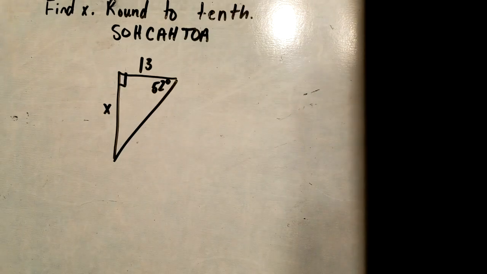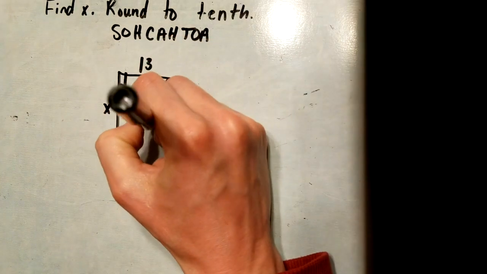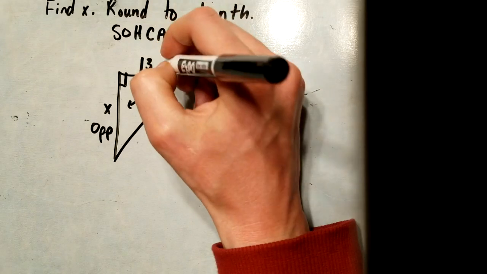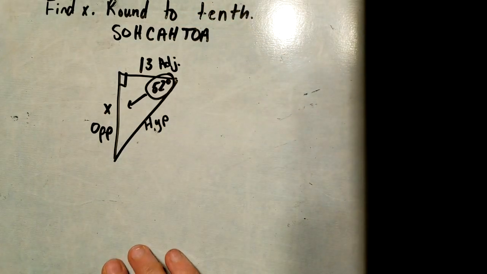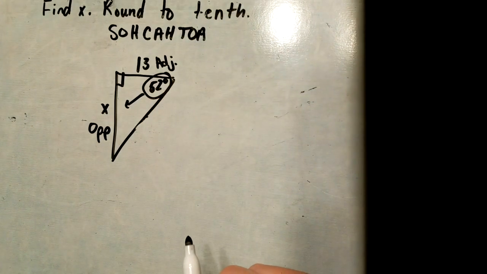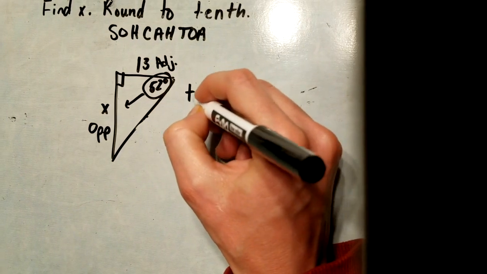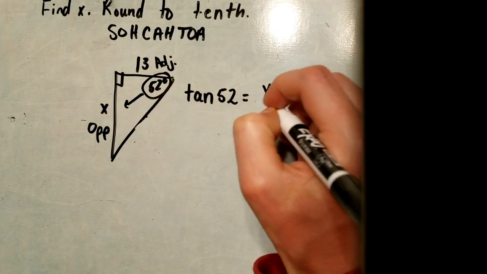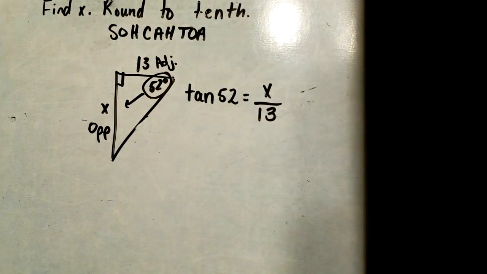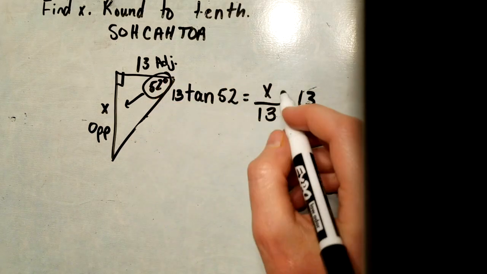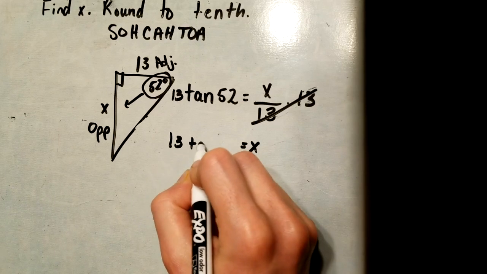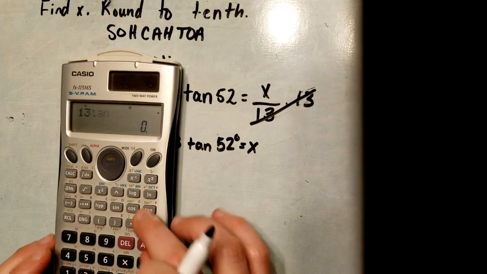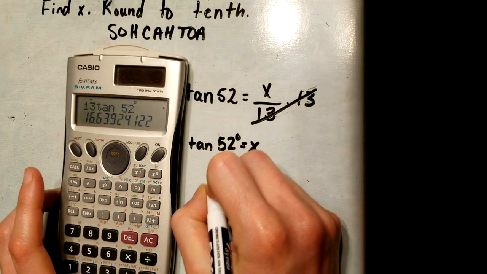Okay, so label your sides. This is the angle we're given, so we're going to base our sides off of that. And we don't have anything on the hypotenuse. I'm left with the opposite and adjacent, so that'd be tangent. Tangent of the angle equals x over 13. Opposite over adjacent. Okay, this is an easy one to solve then. And we're going to multiply then. So x equals 16.6.